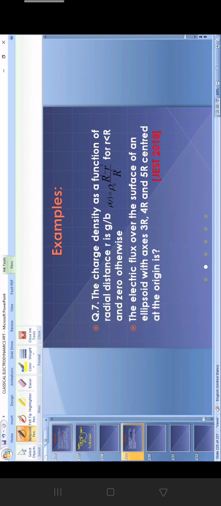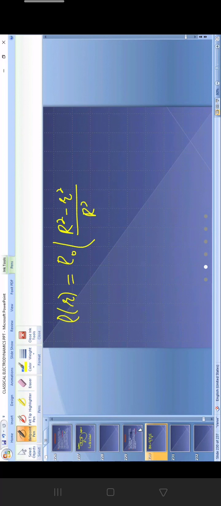So have a look. First of all, what is given is the charge density as a function of r. Let me write down the charge density given to you: rho of r is equal to a constant rho naught multiplied by (R squared minus r squared) divided by R squared. Fine, this is given to you.